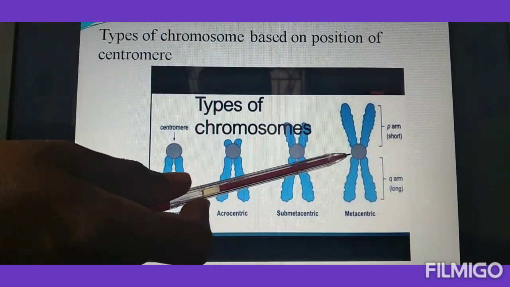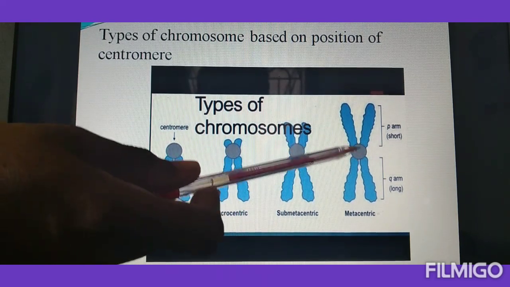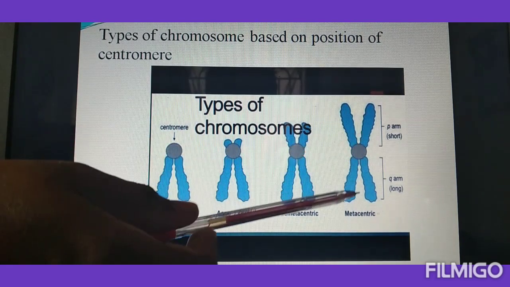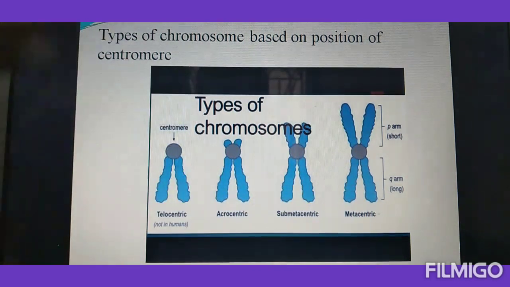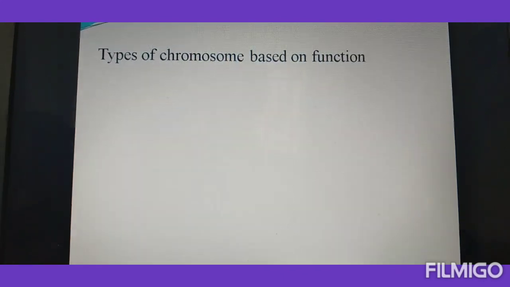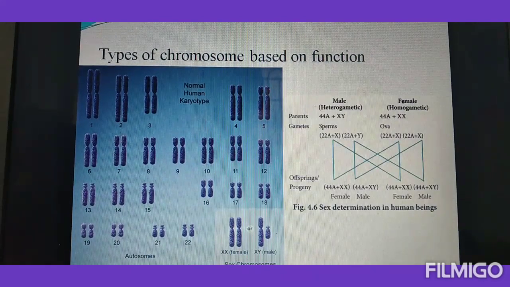The next one is metacentric. Here the centromere is present exactly at the middle. Both the arms are equal in length. It is a V-shaped chromosome. The next is the classification of chromosome based on its function.